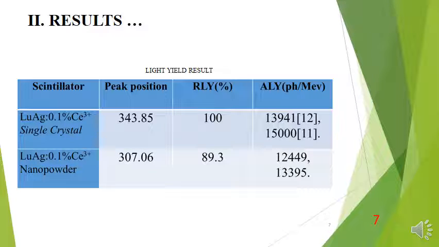In terms of absolute light yield, if the reference detector shows 13,941 photons per MeV, this means that our prepared nanopowder scintillator exhibits 12,449 photons per MeV. And if the reference detector shows 15,000 photons per MeV, this means that the prepared scintillator exhibits 13,395 photons per MeV, as presented in this table.